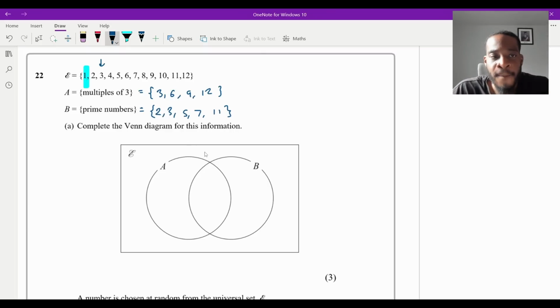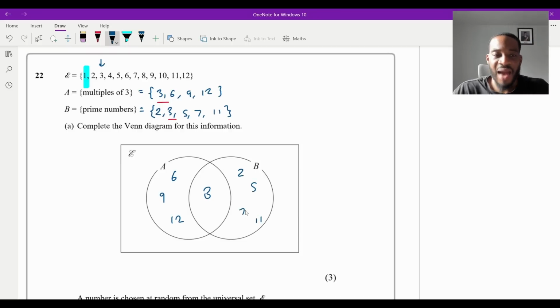So what do we do now? Let's complete the Venn diagram. Well, what numbers go in the overlap? Well, I can see I've got a 3 and a 3 there, and that seems to be the only number that's common in both. So I'm going to put a 3 in the middle. And then based on that, I can do the others. So set A, what numbers did we include besides the overlap? 6, 9, and 12. That would go there. For B, prime numbers, what numbers? 2, 5, 7, and 11. That will go there.